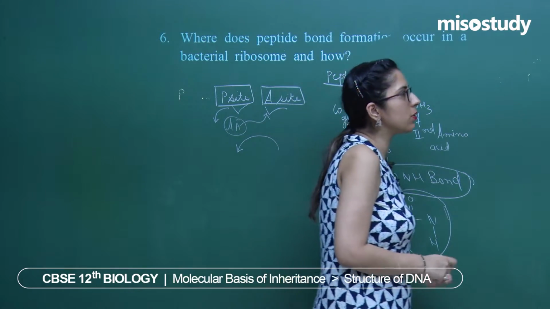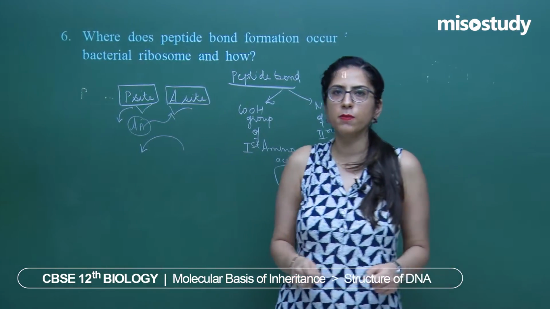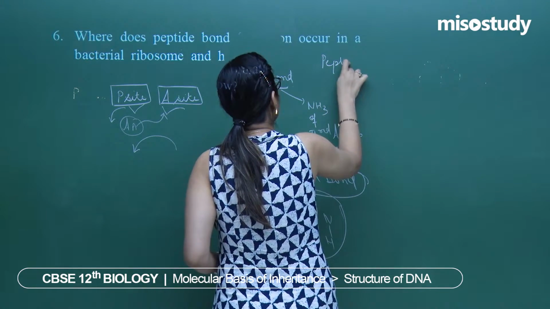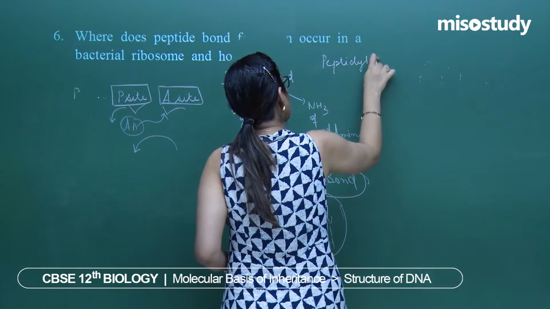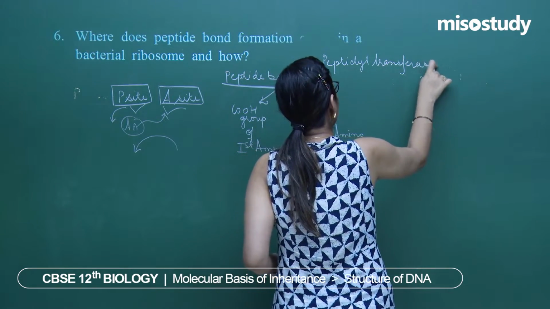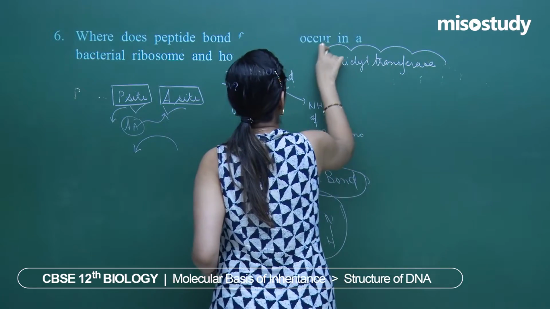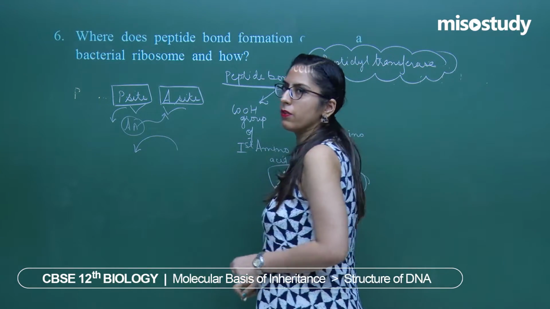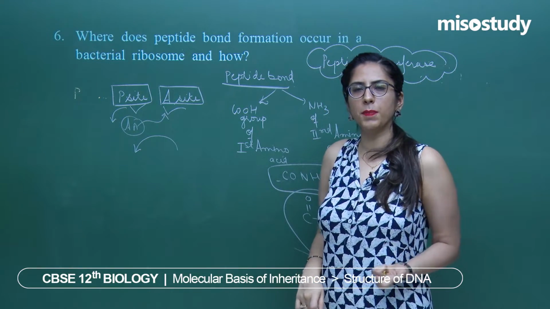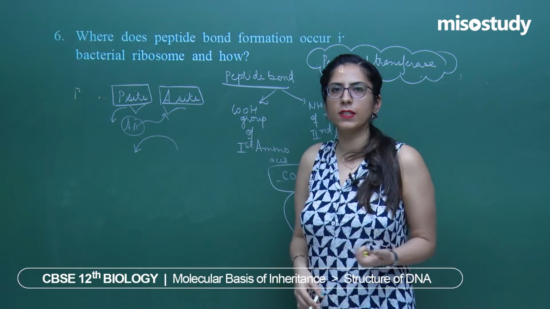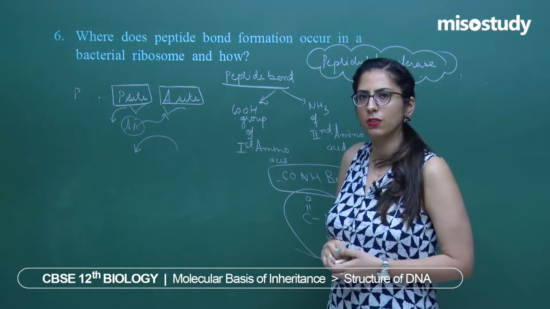And the enzyme which is responsible for peptide bond formation is called peptidyl transferase. Right? This is how the peptide bond is formed. The enzyme we have talked about, and we have talked about the two different sites. This is how you have to attempt this question.